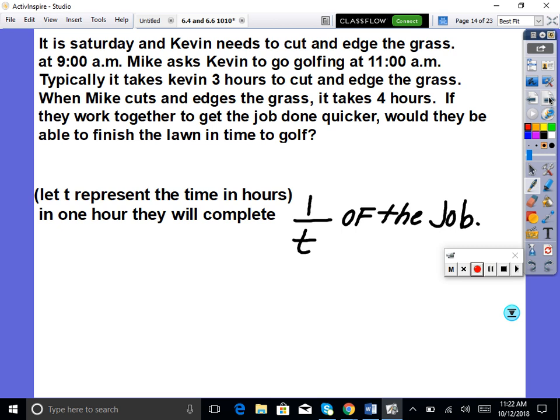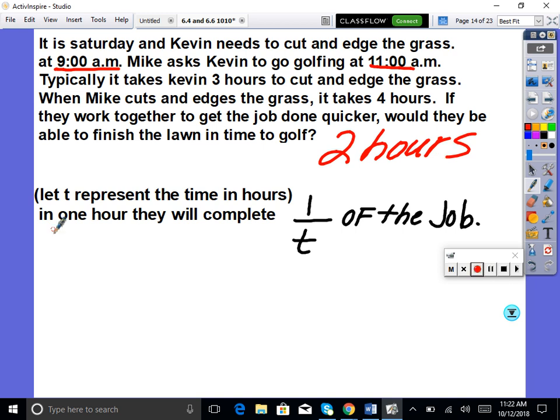At 9 o'clock a.m., Mike asks Kevin to go golfing at 11 a.m. Typically, it takes Kevin 3 hours to cut and edge the grass. When Mike cuts and edges the grass, it takes him 4 hours. If they work together to get the job done quicker, will they be able to finish in time to go golfing? Let's see how much time they have. They have 2 hours, and then it's too late after that. They have 2 hours before they want to go golfing.